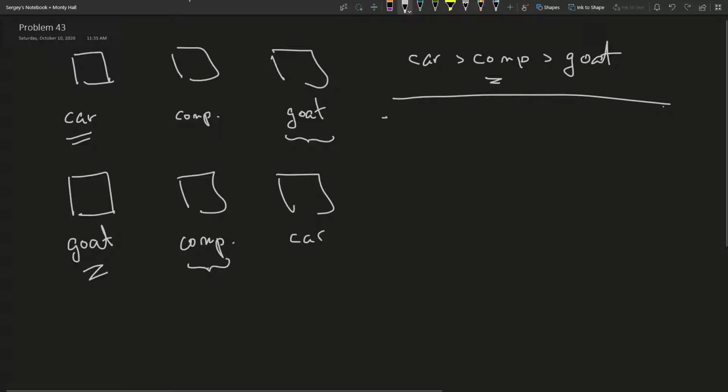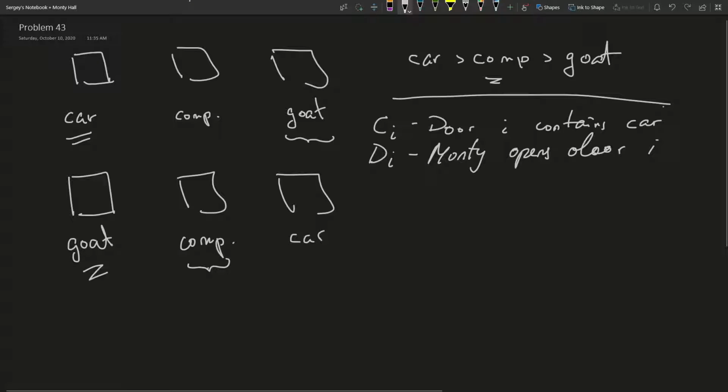So let's label some events. We'll call C sub I the event that door I contains the car. D sub I will be the event that Monty opens door I. And O sub I will be the event that door I contains the computer.